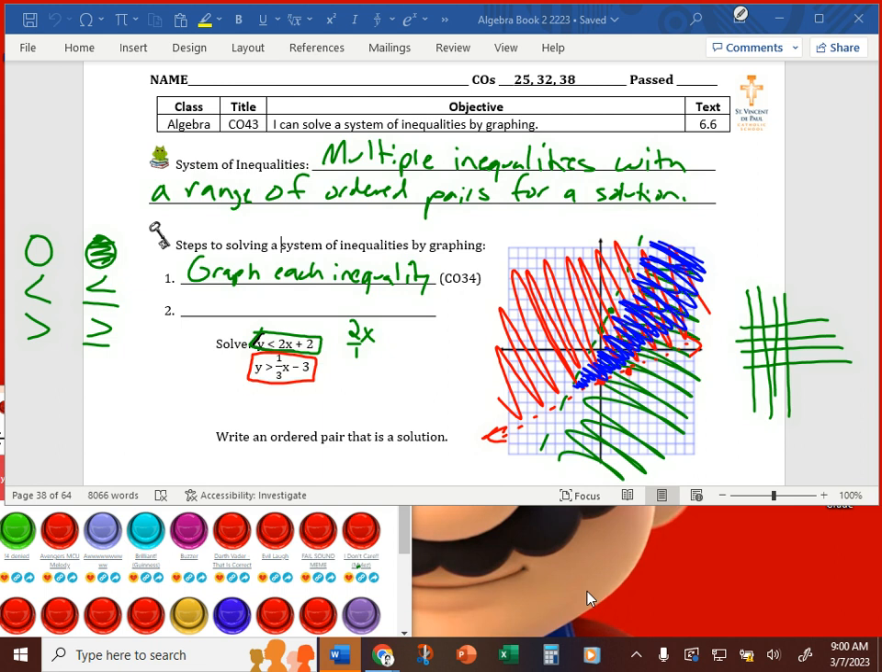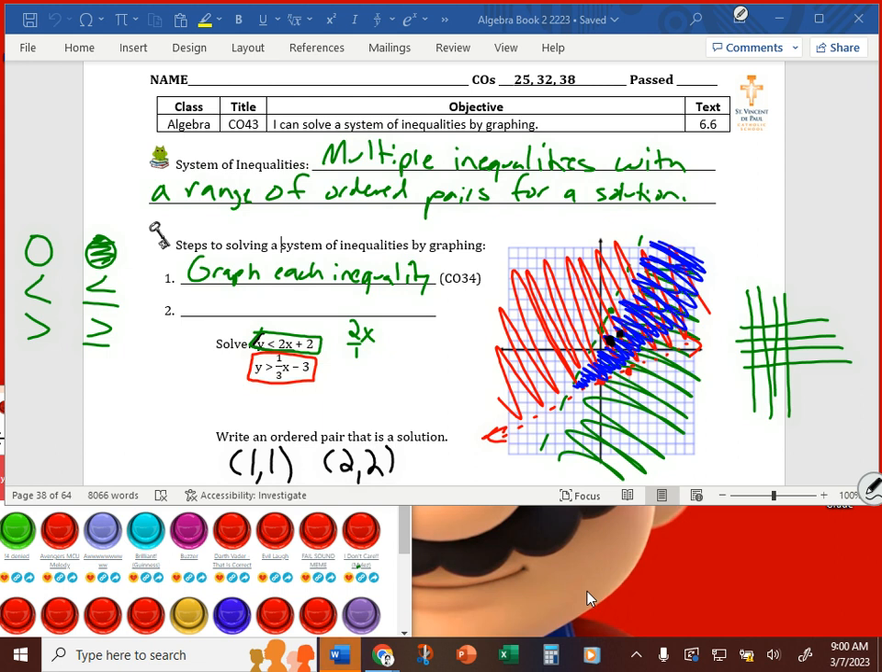Give me an ordered pair that is a solution. Colin? 1, 1. It's kind of hard to see now, but 1, 1 is right there. 1, 1 does work. Give me another ordered pair that is a solution. Paisley? 2, 2. Where's 2, 2? 2, 2 is going to be right about there. 2, 2 works. Okay. There are several, right? It's anything in that doubly shaded region.